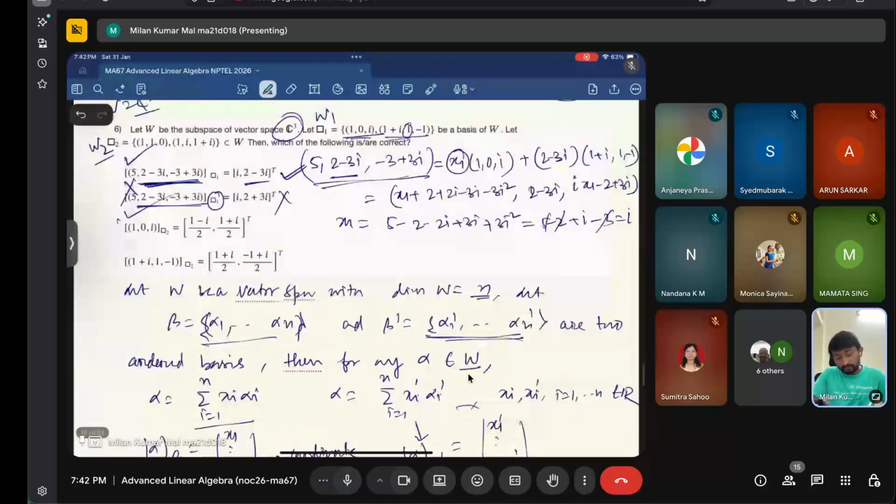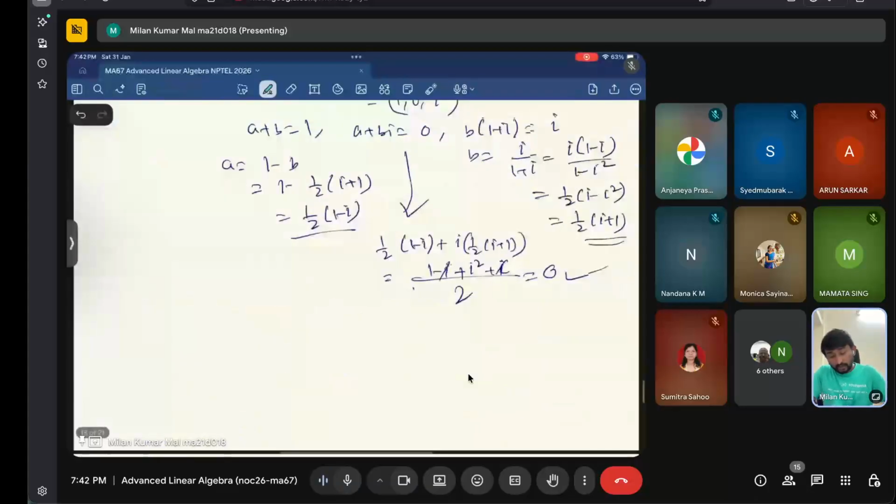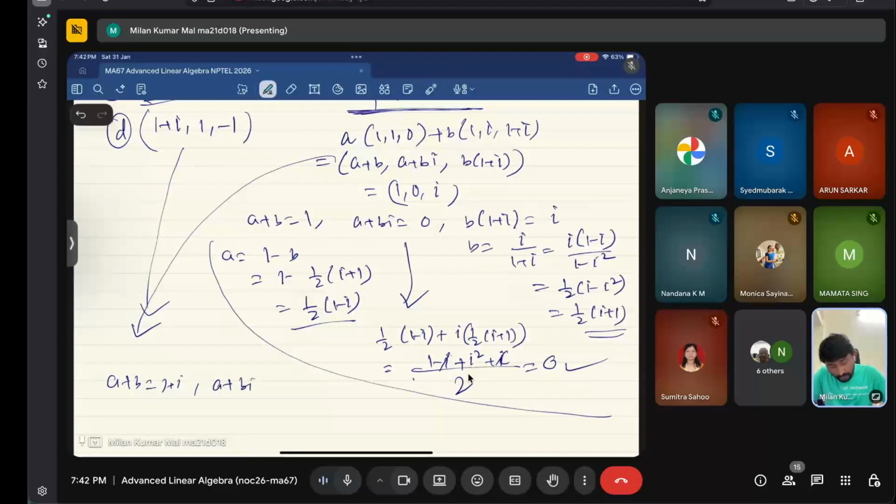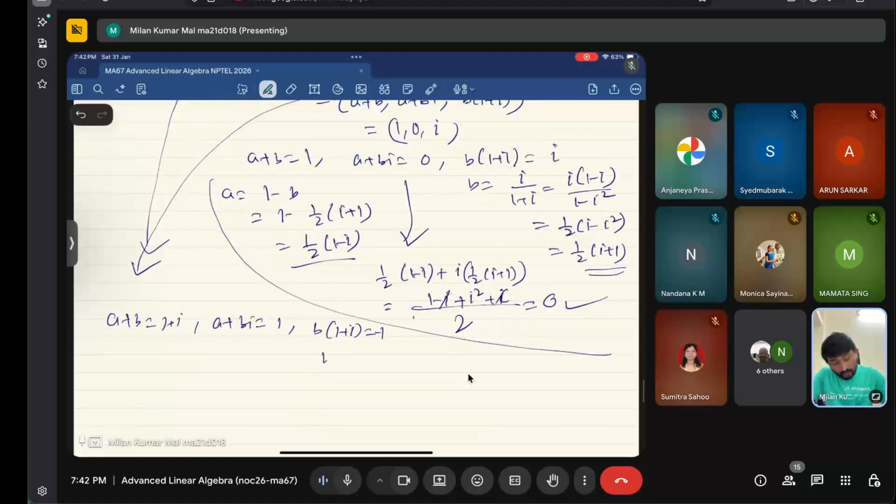Now the last one, (1 plus i, minus 1). So this is what we have to do. So let me do this one. Again we can start from here. So here we get a plus b is equals to 1 plus i. I'm just separating it, and a plus bi is equals to 1, and b into (1 plus i) is equals to minus 1. So what we get, b is equals to minus 1 into (1 minus i) by 2. So that will be (i minus 1) by 2.